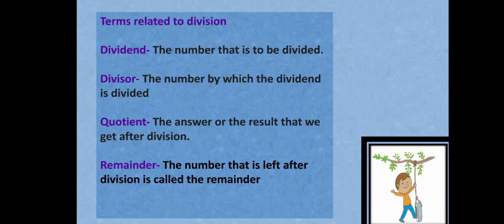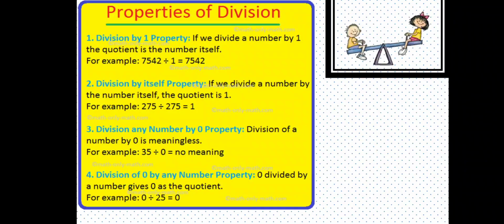Let's revise some properties related to division. Division by one property. If we divide any number by 1, the quotient, or you can say the answer, is the number itself. For example, 7542 divided by 1 is equal to 7542.